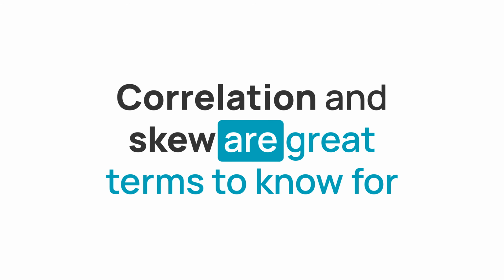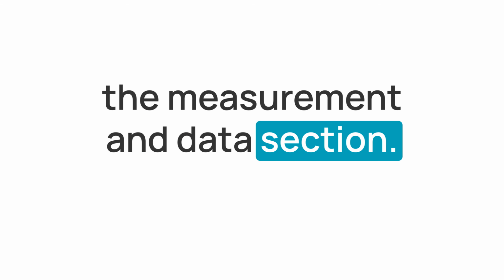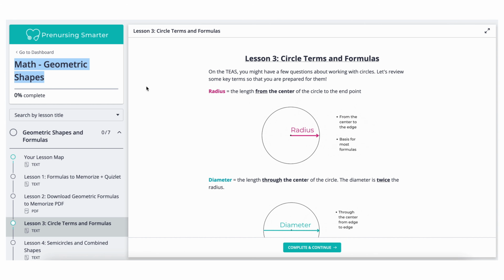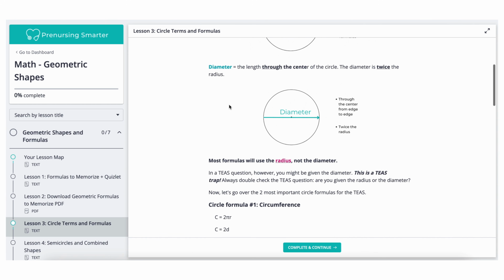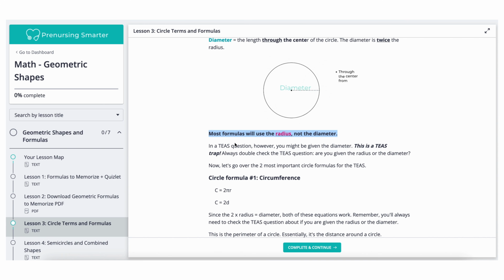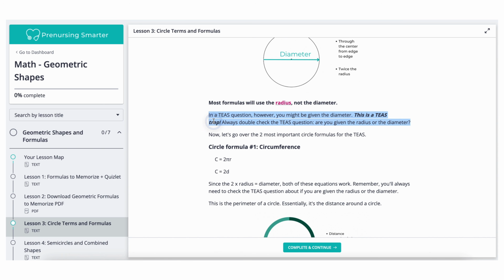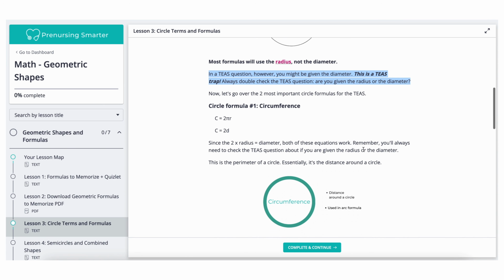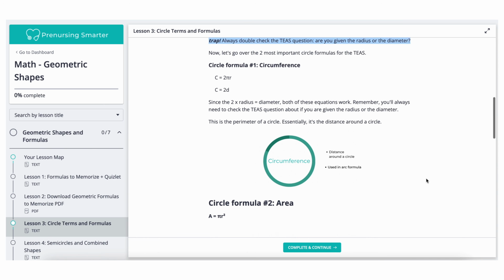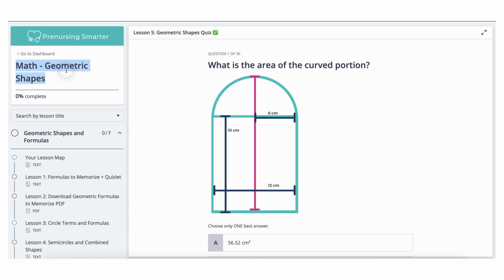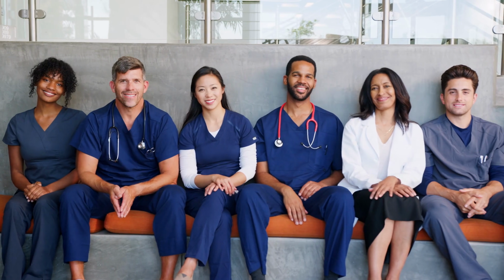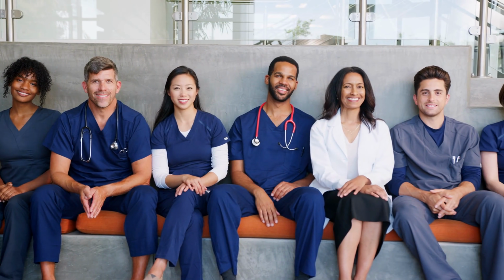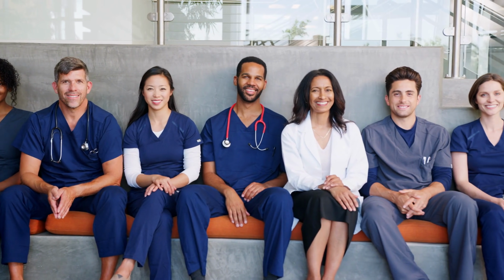Correlation and skew are great terms to know for the measurement and data section. You'll also have questions that require you to work with perimeter and area, including surface area and circumference. You might also have to find the perimeter and area of weird geometric shapes, like a triangle and a square joined together. How would you calculate the perimeter for that? How would you calculate the area? I have a whole unit of this in my TEAS prep program where we go through examples. I show you how to solve them. I do them with you. But these are a really great skill to get comfortable with and do lots of practice questions with, because you will see these on the TEAS math section.